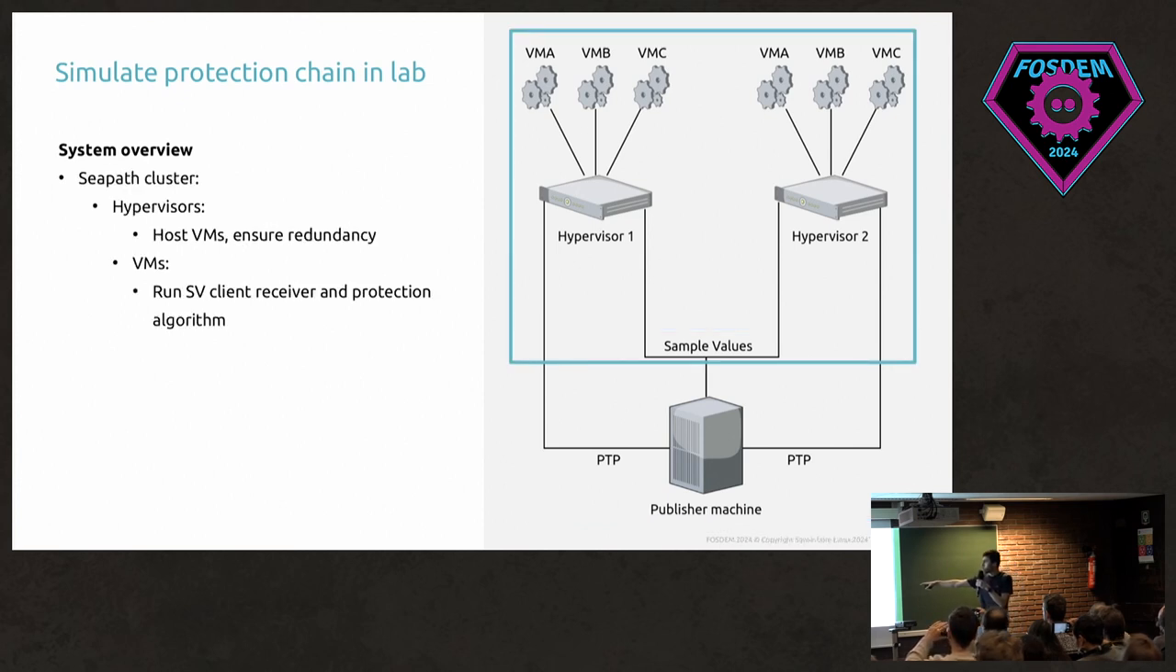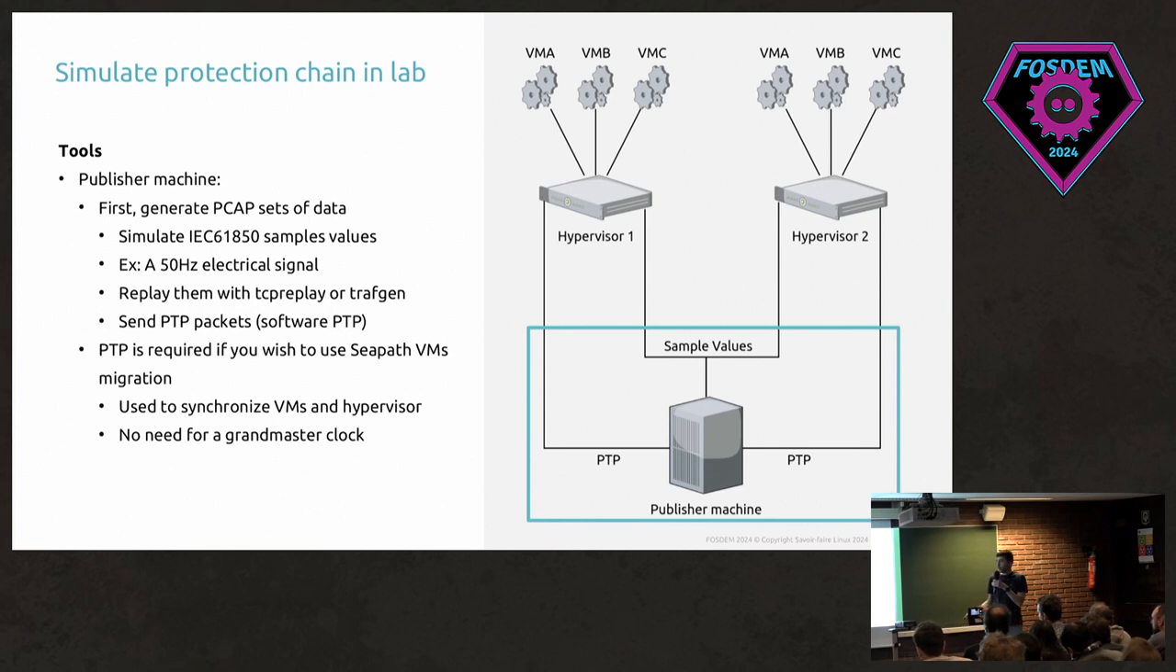And then we have the CPaaS cluster. And the CPaaS cluster is composed of two parts. The first is the hypervisor, which is running virtual machines. And we have the virtual machines, which run all of the software: an SV client receiver that will process the sample values that have been sent by the publisher, and a protection algorithm which takes the decision, based on these sample values, on whether we have an issue or not. I took here a presentation with two hypervisors and three VMs, but it could be a totally different architecture.